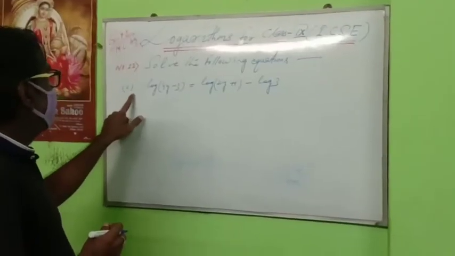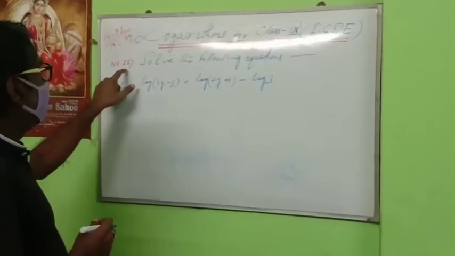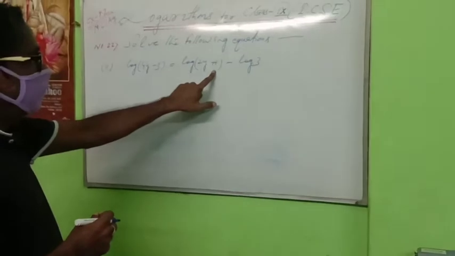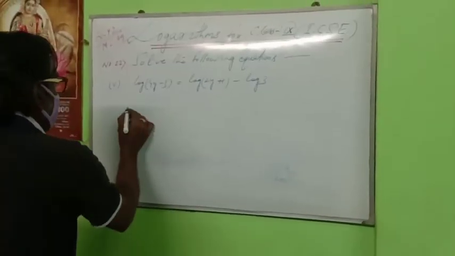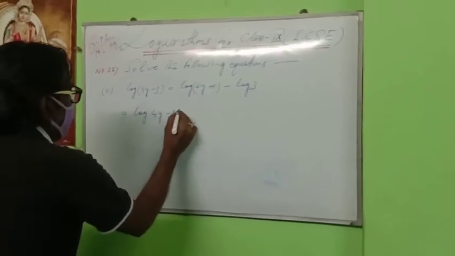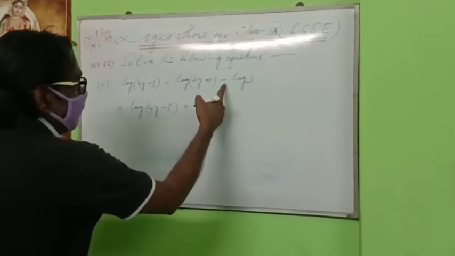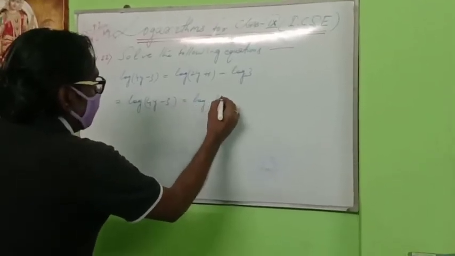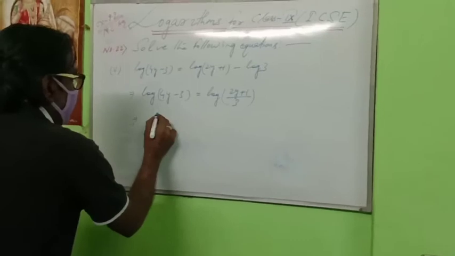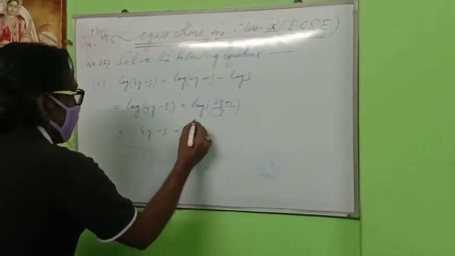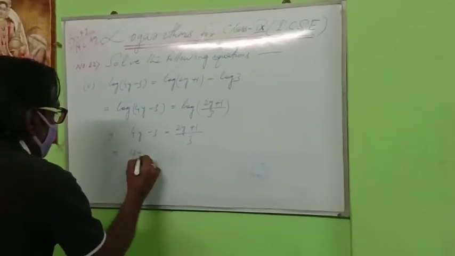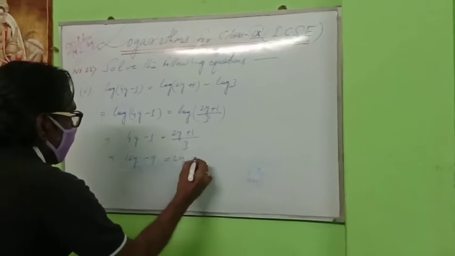See, the 5th part I am taking from number 22. log(4y - 3) = log(2y + 1) - log 3. See, this is log(4y - 3) is equal to, this minus sign means you have to divide, log (2y + 1) by 3. Now taking anti-log both sides, this will be what? 4y - 3 is equal to (2y + 1) by 3. This 3 you have to multiply this side. This will be 12y - 9 is equal to 2y + 1.